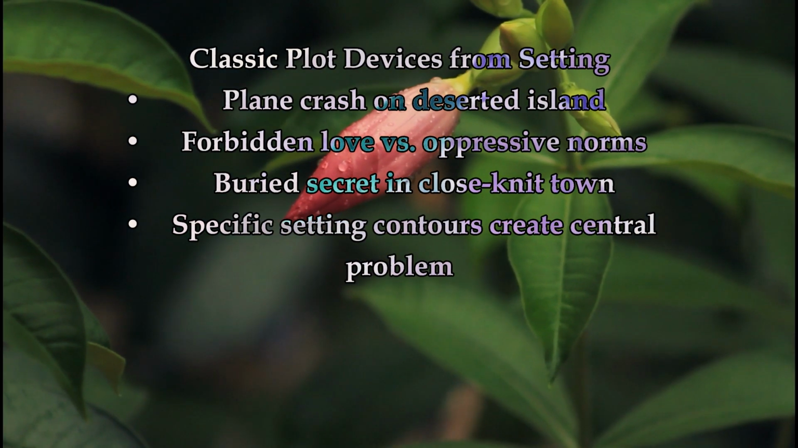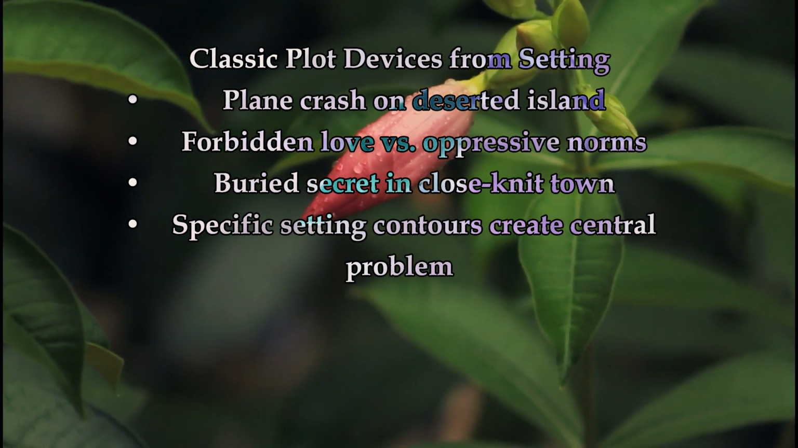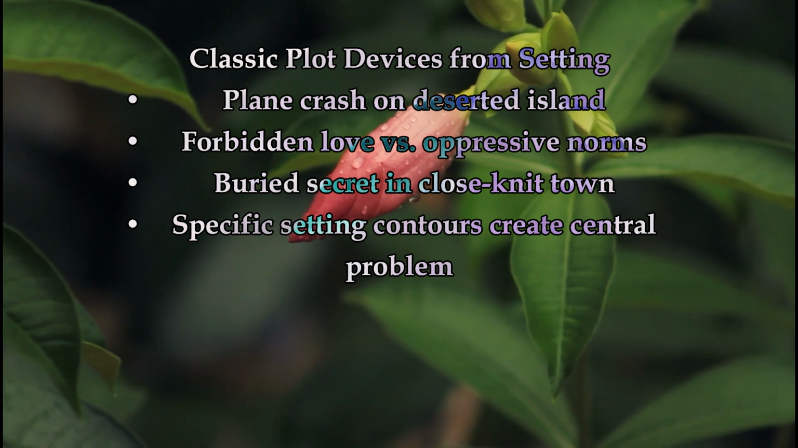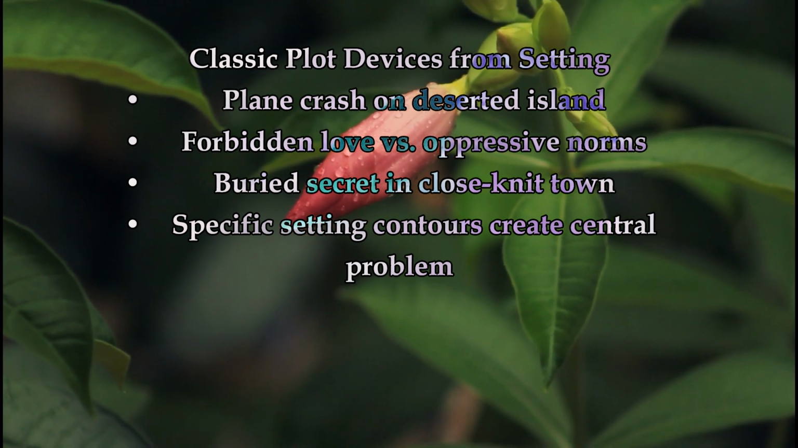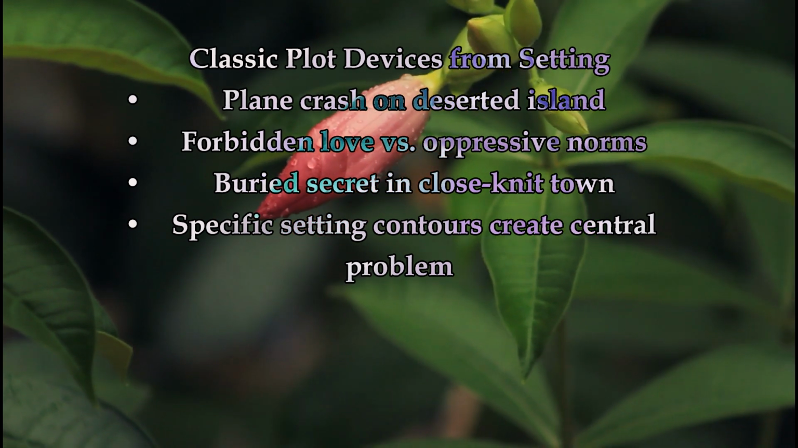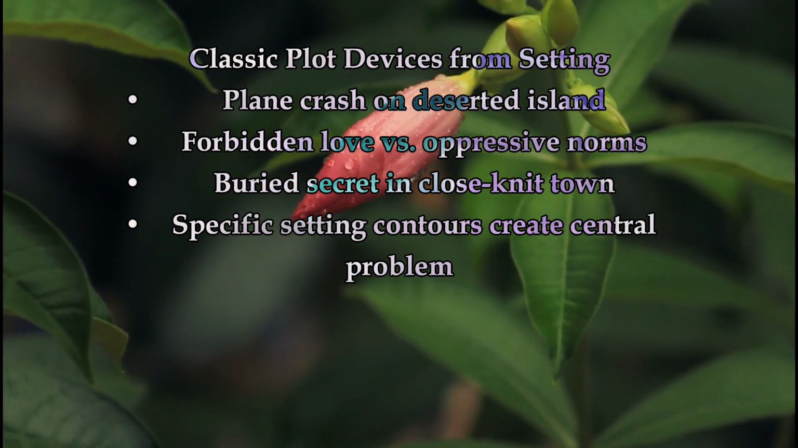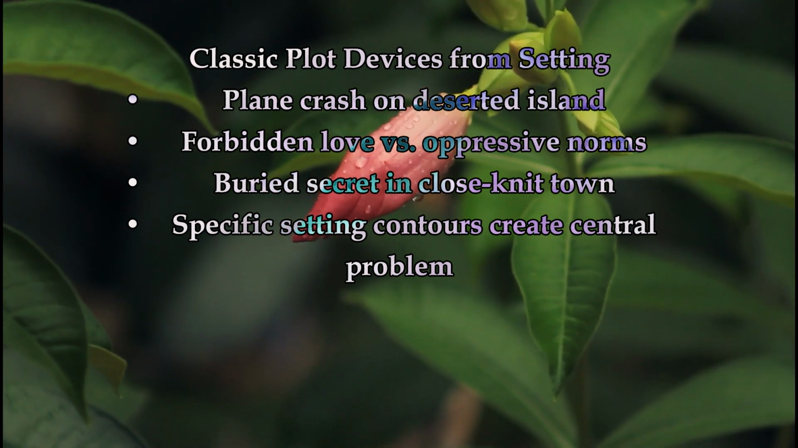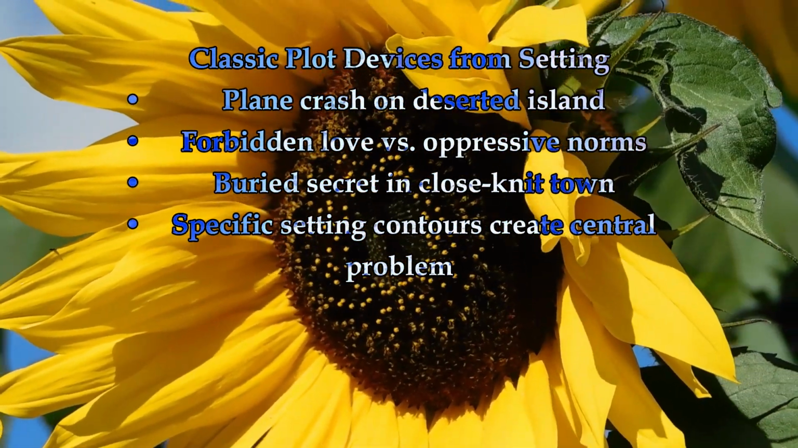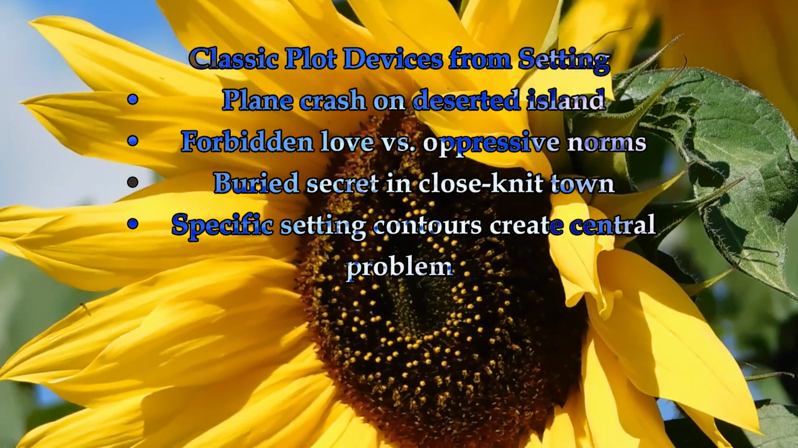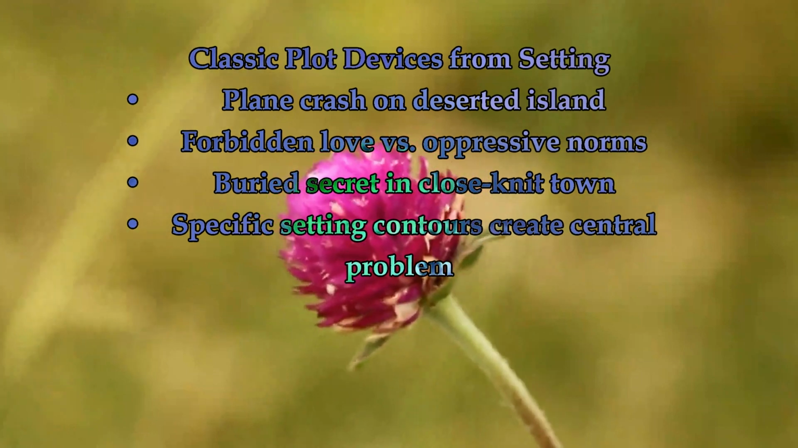Think of all the classic plot devices that arise from environment. A plane crash leaves characters stranded on a deserted island. A forbidden love affair pits characters against oppressive societal norms. A long-buried secret threatens to shatter a close-knit, small town. In each case, it's the specific contours of the setting that create the central story problem.